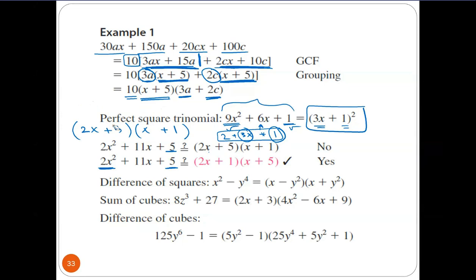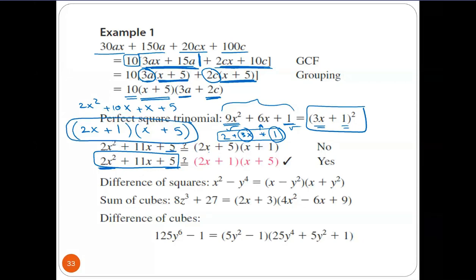Now, we change the position of 5 and 1, like this. Now, multiply 2x by x, 2x squared. Multiply 2x with 5, 10x. Multiply 1 with x, x. Multiply 1 with 5, 5. So we have 2x squared plus 11x plus 5. So this is the factoring of this polynomial.